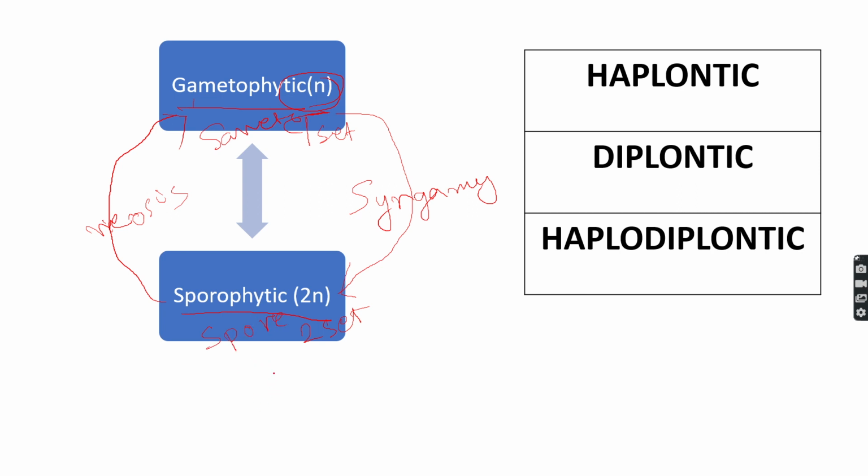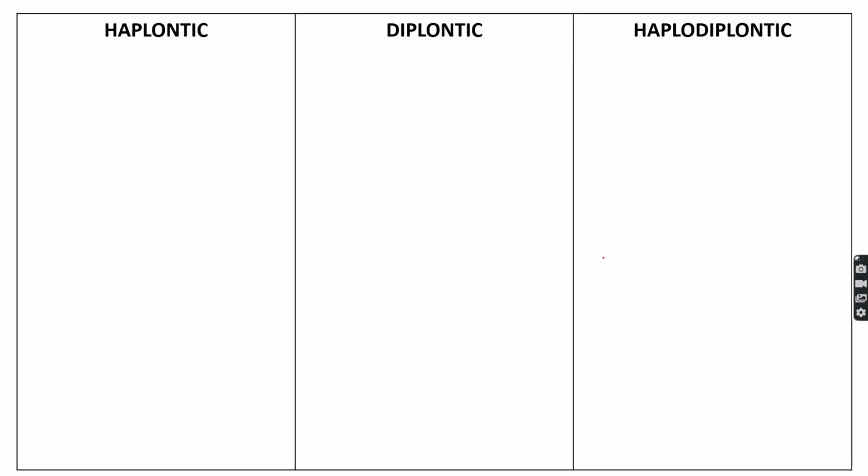As per the dominance of these phases in the plant life cycle, there are three types of plants, or three categories. One is haplontic, second is diplontic, third is haplodiplontic. So let's understand the concept of haplontic.